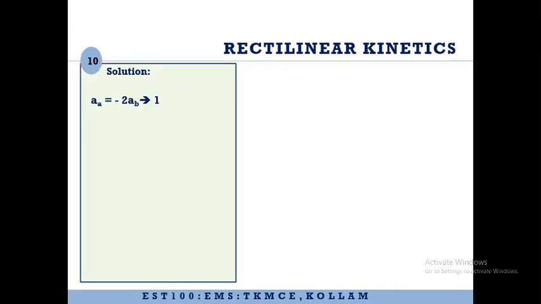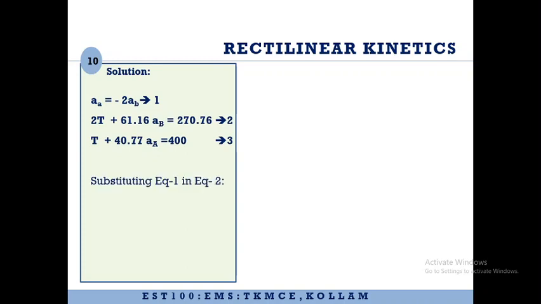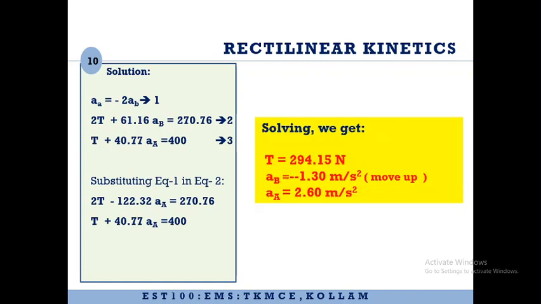Now, these are the three equations that we have got, and if you substitute equation number 1 in equation 2, we will get 2T minus 122.32 AA equals 270.76. Similarly, T plus 40.77 AA equals 400. Solving this, we will get tension equals 294.15 Newton, AB equals minus 1.3 meter per second square, and AA equals 2.6 meter per second square. The negative sign indicates that the direction of movement or acceleration is opposite to the direction that we have assumed.